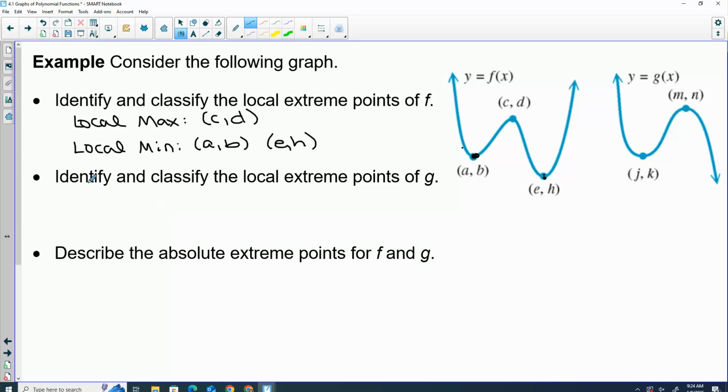Okay, if I'm looking at G, what would be my local max? MN. What about local min? Okay. Absolute max or min.